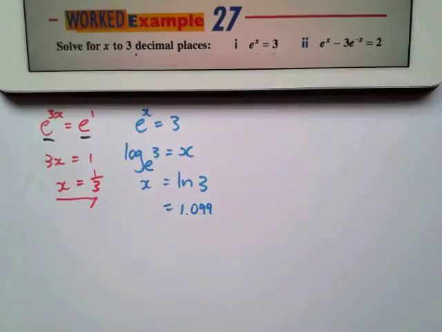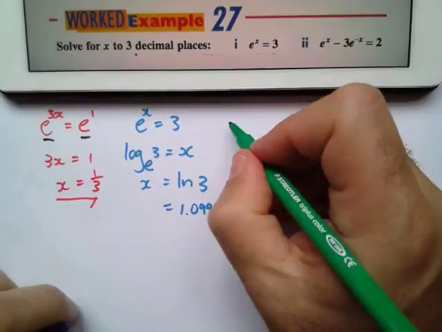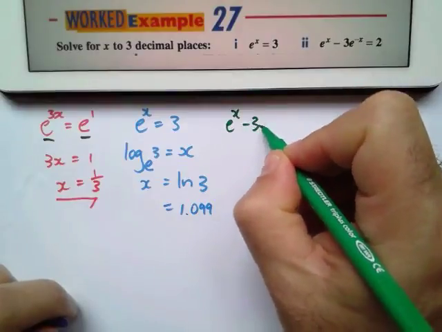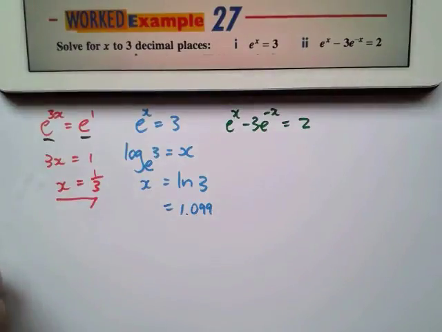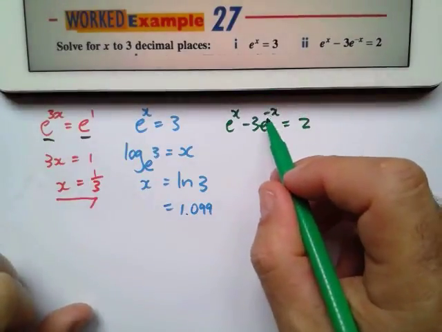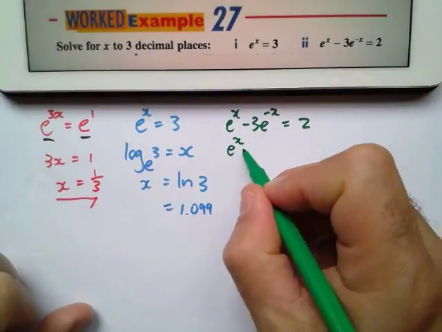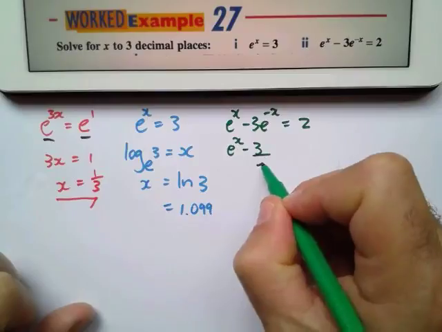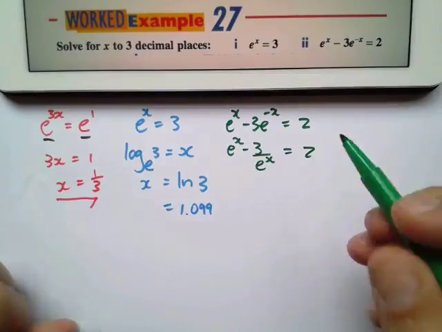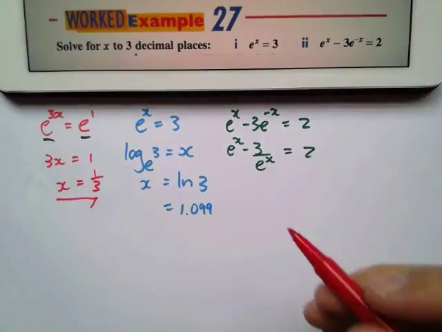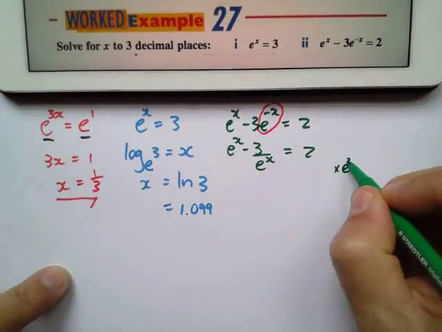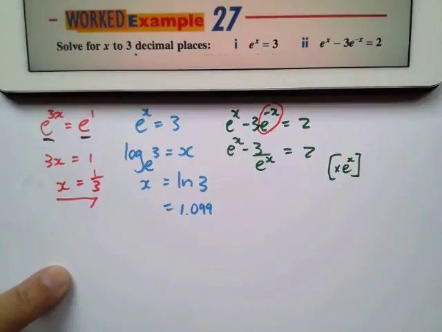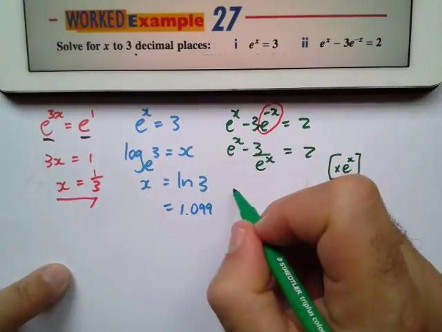Our last question. A harder one: e to the power x minus 3 e to the power negative x equals 2. Now I will rewrite this, because I have a minus x: e to the power x minus 3 over e to the power x equals 2, so that this goes underneath the line as e to the power positive x. Now I'm going to multiply every term by e to the power x, so this becomes e to the power x squared.